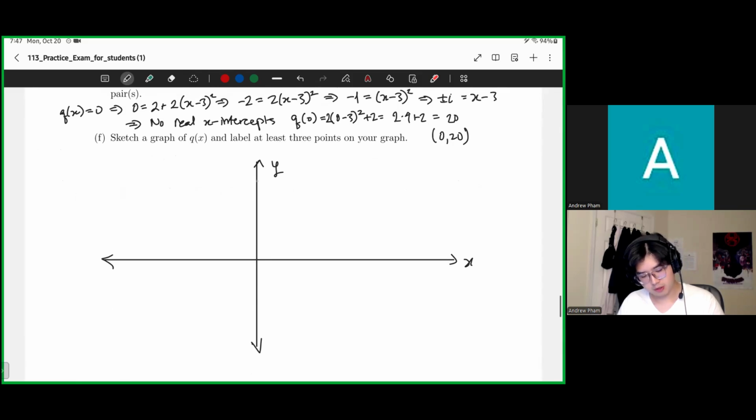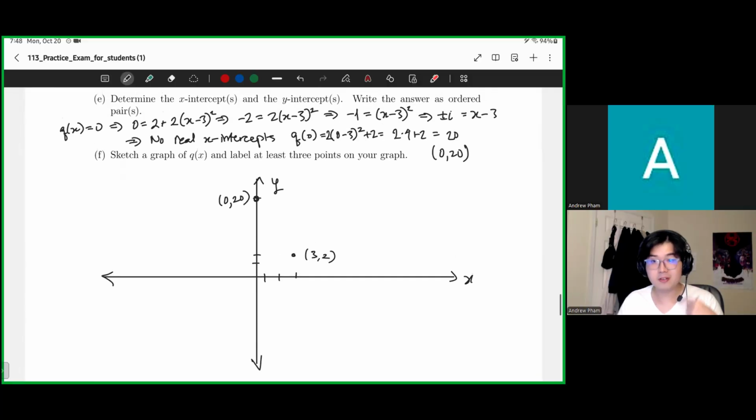And plot your points, right? Remember to label your scale properly if you don't want to make all the ticks. And label 3 points. So I have 2 points in terms of my y-intercept and my vertex, 3, 2. To find a third point, you can just substitute any test value into Q and get out a test number, right? It doesn't matter.